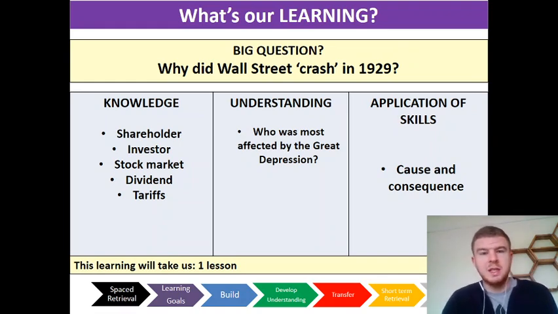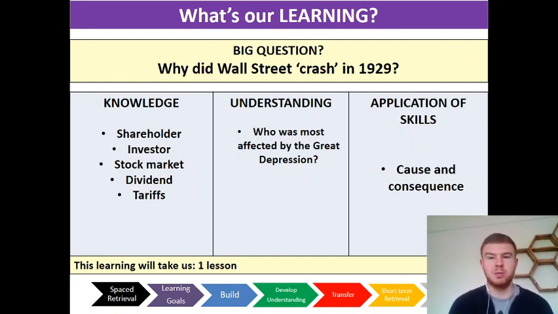So our title is Why Did Wall Street Crash in 1929? And our keywords, which I want you to come back to at the end of the lesson, are shareholder, investor, stock market, dividend, and tariffs. Our other big question is who was most affected by the Great Depression? And the skill that we're looking at is cause and consequence. We're looking at what caused this Wall Street crash.